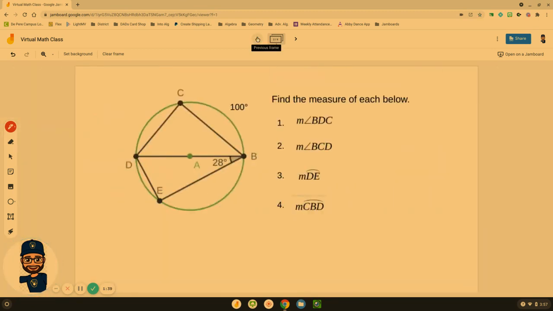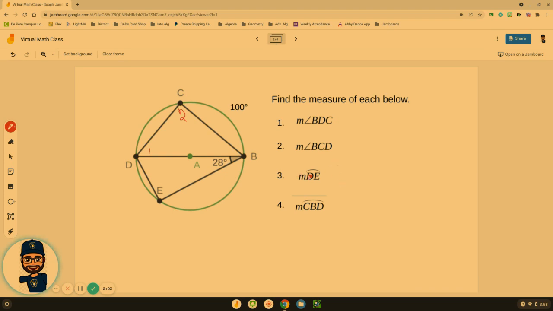So here's an example. Find the measure of each of these below. 4 different problems. The measure of BDC, so from B to D to C. All right, that's number 1 right here. B to D to C. Find the measure of B to C to D. So this is problem number 2 up there.